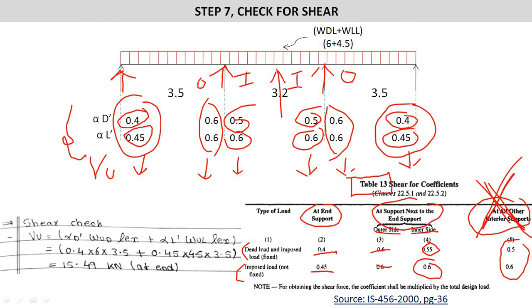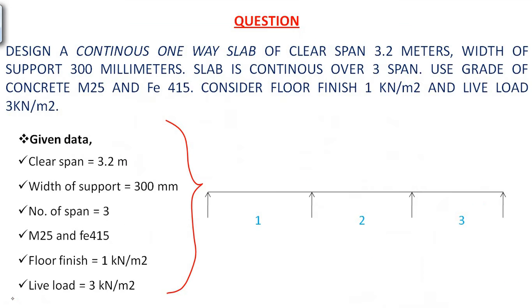For calculating Vu, the equation is provided like alpha D, or we can say the coefficient of dead load, into the dead load, into its distance, plus the coefficient of live load into its distance or its span, or we can say length. The coefficient of the dead load for the end span is 0.4, as we know. Here we have found it as 0.4.